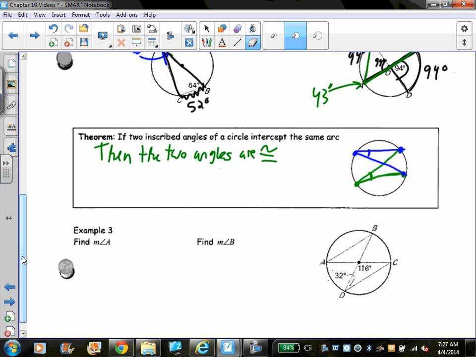And we can use that to our advantage. In this problem, we're asked to find the measures of angle A and of angle B.